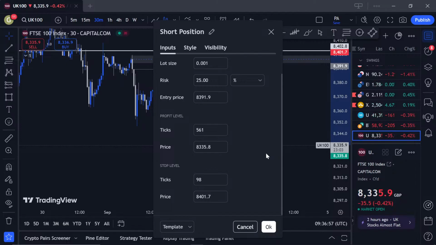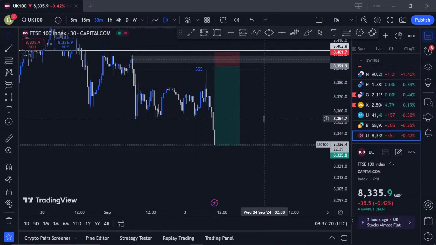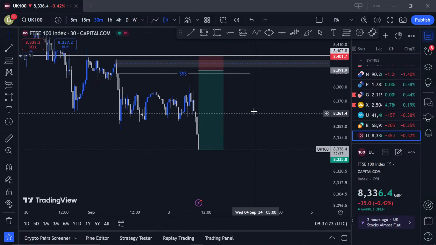On UK 100, my entry is at 8,391.9, my take profit is at 8,333, and my stop loss level is at 8,401.7. That's very tight, but it doesn't really matter because it looks safe overall. So this is it for UK 100.